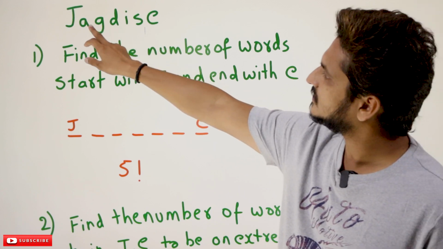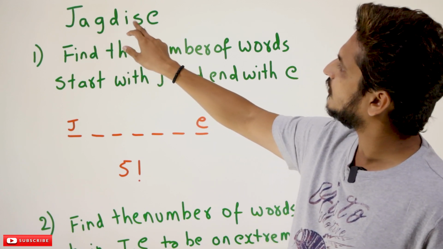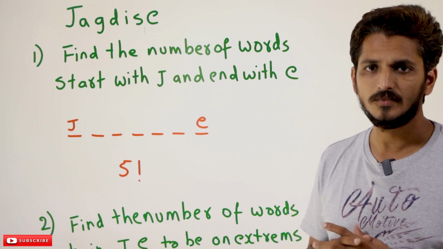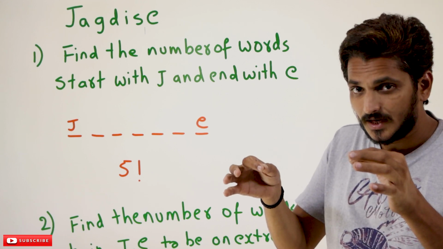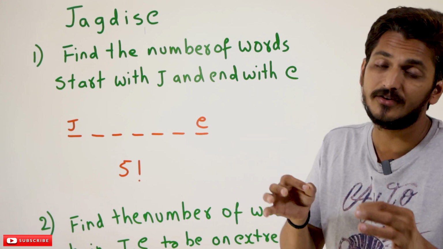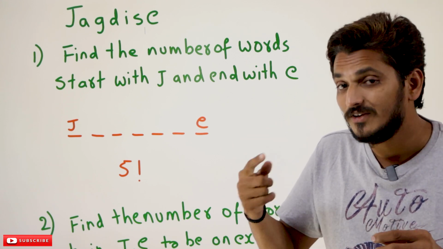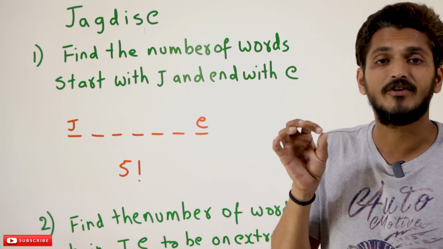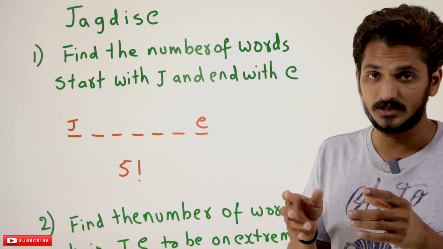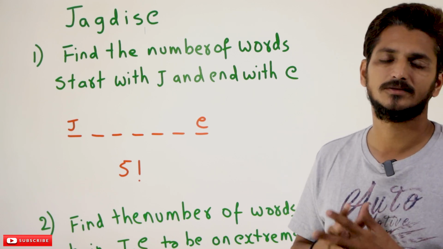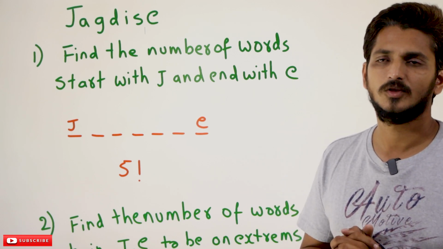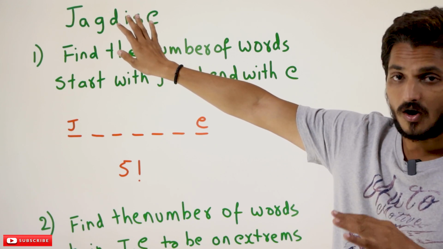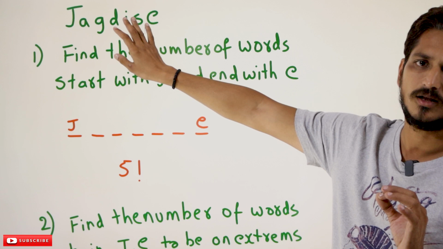So how many characters are there? 1, 2, 3, 4, 5, 6, 7. Total 7 characters are there. These 7 characters can be arranged in 7 different positions. In how many ways? Using 7 factorial. These are all possible ways. You can arrange these 7 characters in 7 different positions, and all possible ways are 7 factorial.